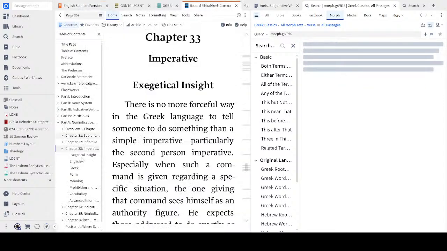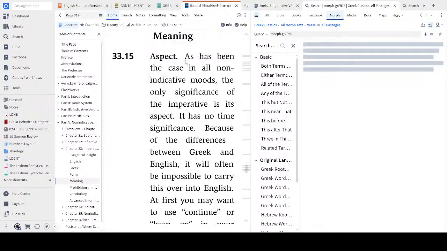The imperative, the meaning, as Mounce points out: the only significance of the imperative is its aspect. It has no time significance. As I have pointed out, what Mounce is getting at is that the only time when time is important is in indicative verbs, because of the difference between Greek and English.